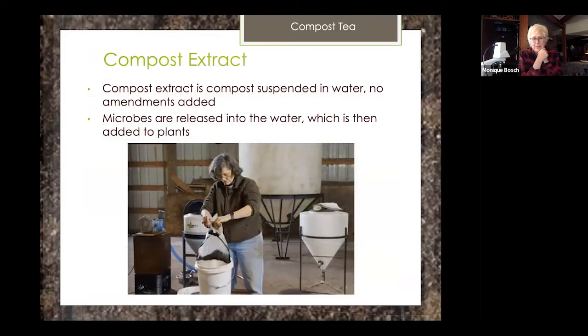This is Dr. Ingham doing an extract in this case, where she took some compost, and you can do this very easily. Take your compost or worm castings, put them in a 400 micron mesh bag. That's the right size to allow the microbes to go through, but holds most of the material. The microbes are released into the water. They're not going to multiply as they would with a compost tea, but they'll certainly be in the water, and then you add that solution to your plants.